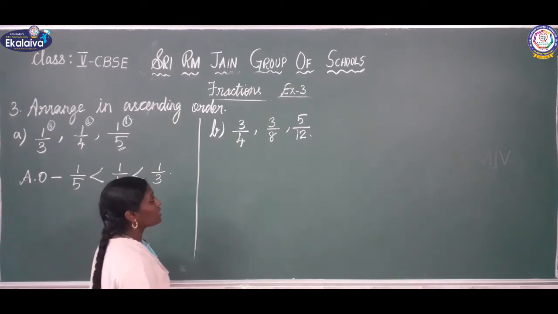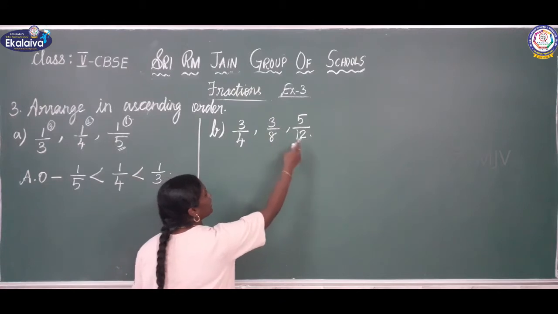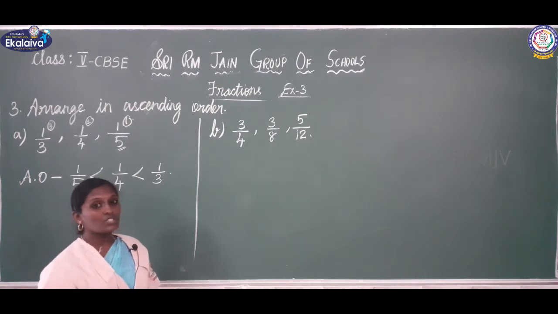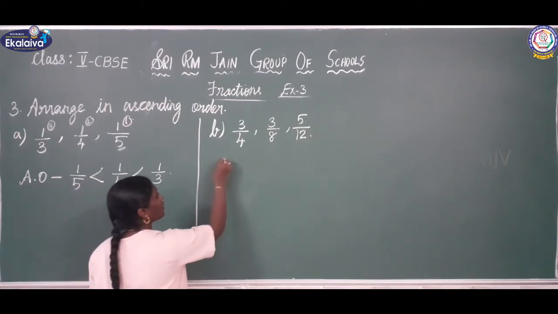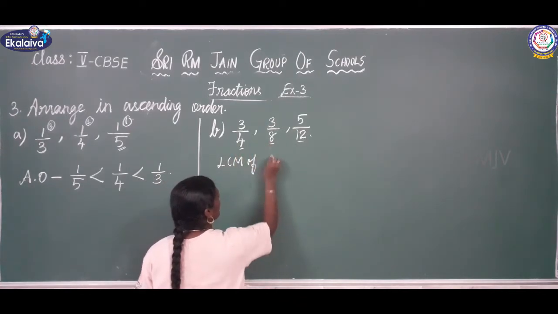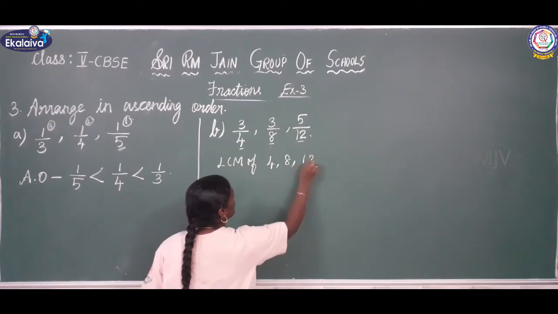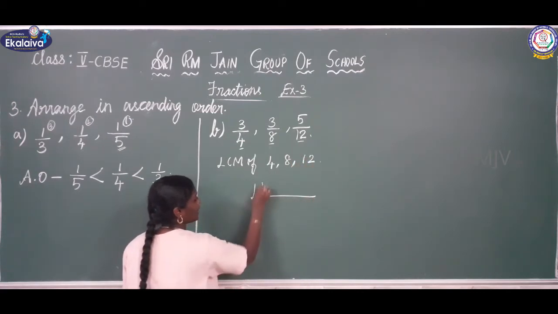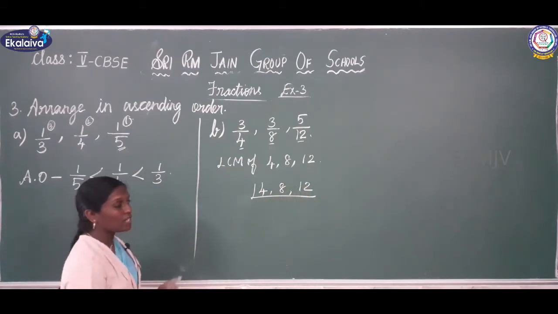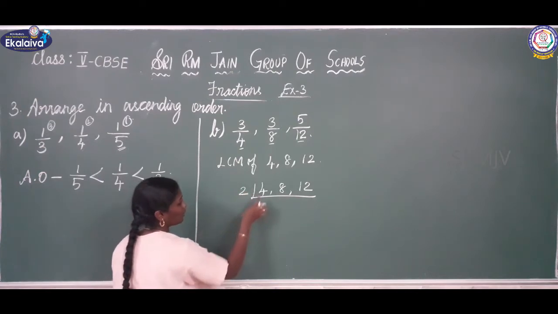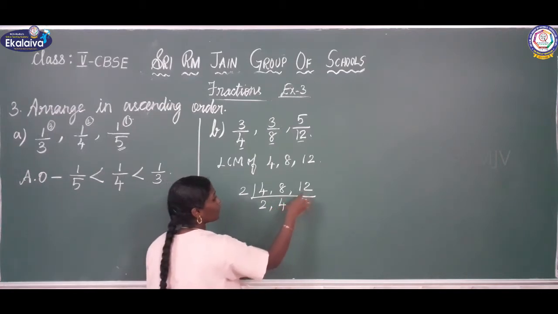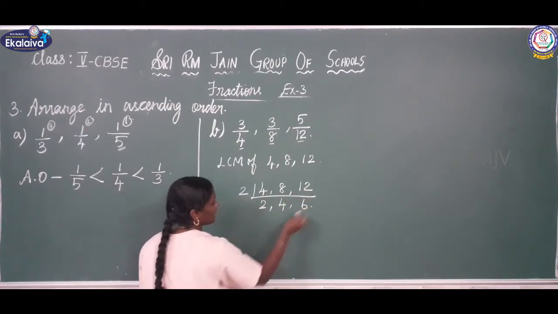Okay. Then the second set of fractions, 3 by 4, 3 by 8 and 3 by 12. First we have to convert the unlike fractions to like fractions. So we have to find the LCM of the denominators 4, 8 and 12, using L division. Here 4, 8, 12, all three numbers are even numbers. So they are divisible by 2. 4 divided by 2 is 2. 8 divided by 2 is 4. And 12 divided by 2 is 6.